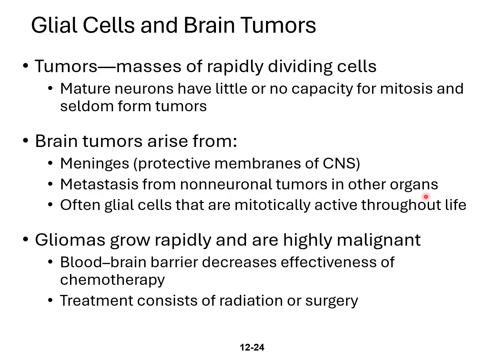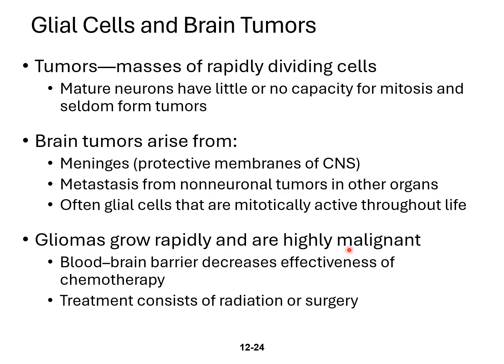They kind of go there and they start growing in the meninges. The glial cells that are often mitotically active throughout life can also form brain tumors. So with the meninges, you can have lung cancer that then will metastasize to the brain. You can have glial cells that can also form brain tumors. You can also have a glioma.